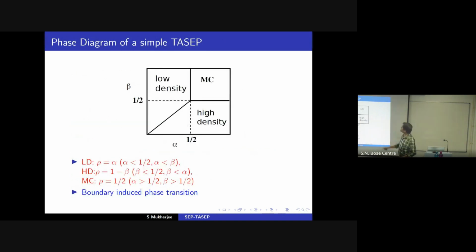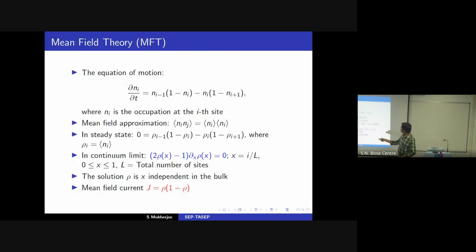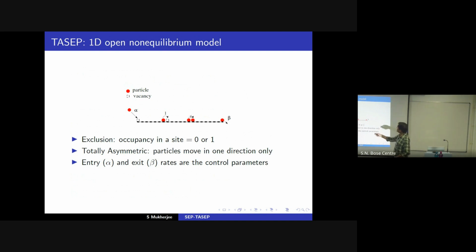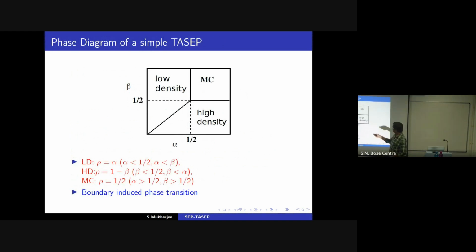Another phase is the high density phase, where beta is less than alpha and beta is also less than half. You can also expect this because in this case beta is less than alpha, so the exit rate is less than the entry rate. So we expect high particle density in the channel. So this is called the HD phase. And another phase is the MC phase, which is the maximal current phase, where both alpha and beta are greater than half, where the particle current is maximum. That is why it is called the maximum current phase or MC phase. So it shows boundary-induced phase transition, which I mentioned earlier.